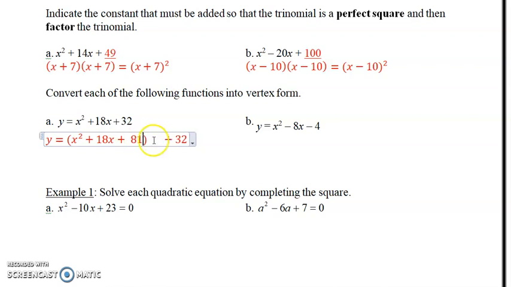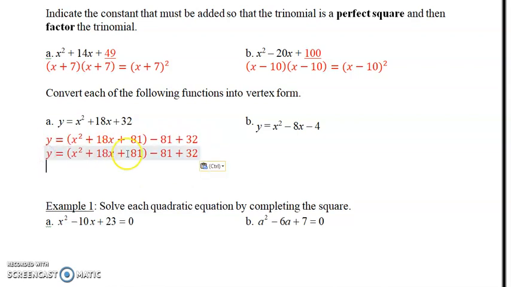Okay, but remember, to keep this equal, we'd have to subtract 81 as well, right? Because we can't just add 81 out of nowhere. So if we subtract 81, we're actually adding 0, the zero principle. And to simplify this into vertex form, I'll recopy this line. Remember, this here changes into x plus 9 all squared.